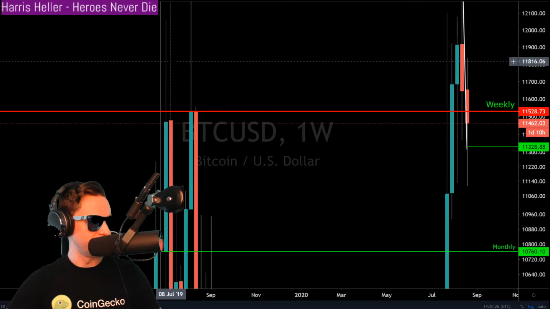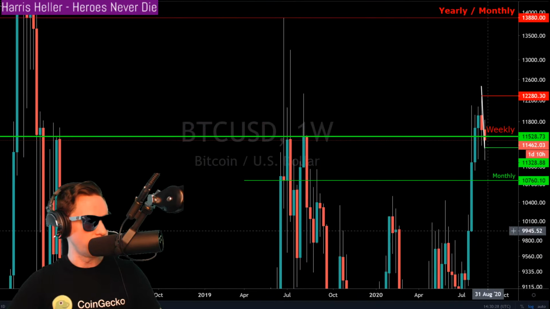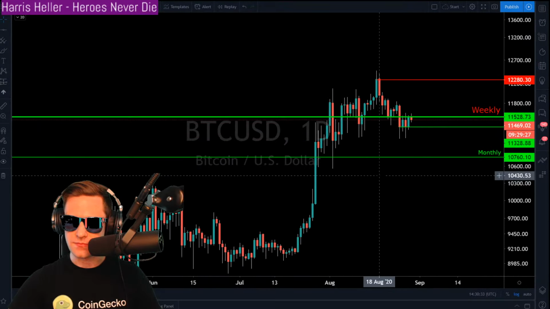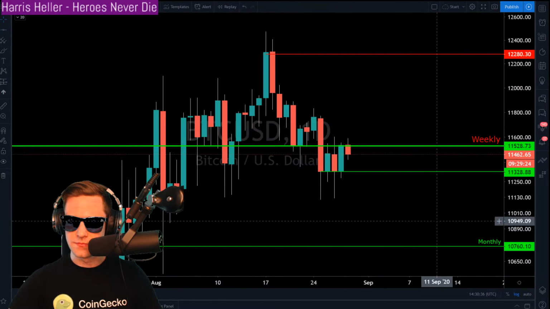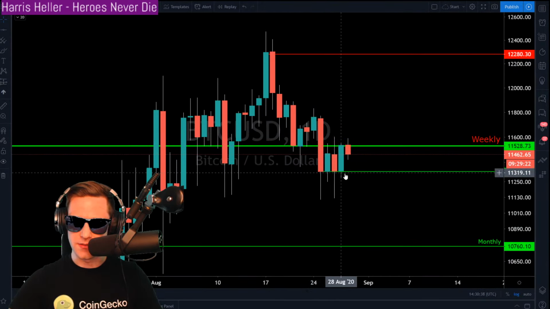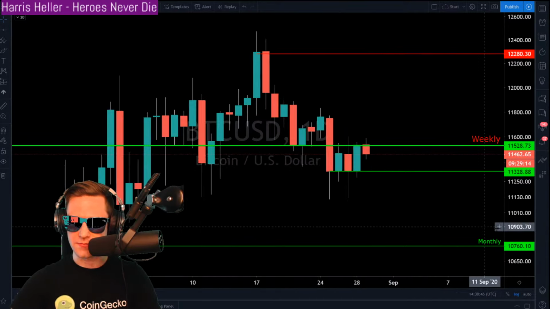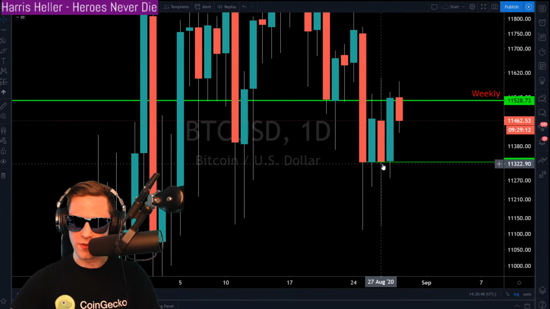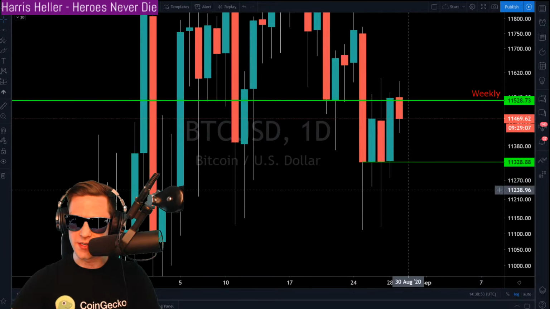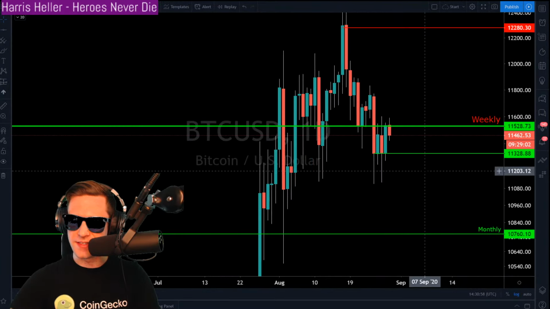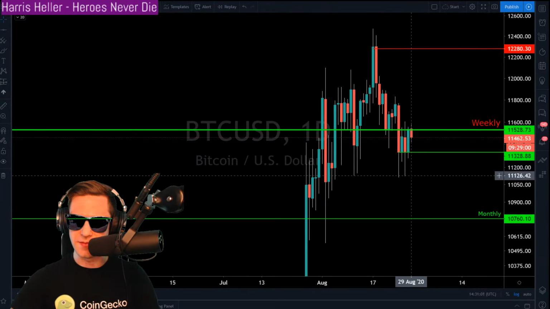I'm going to zoom into the daily, because this is probably more relevant to a lot of people watching. We see potentially right here, from the 25th to the 28th, we see 1, 2, 3, 4 candles, all of which closed or opened at the same level, 11,132, 11,328. I need to just start saying 11.3. That's going to be easier.